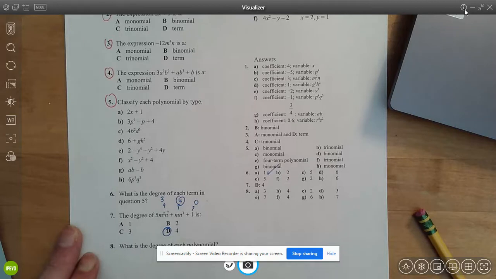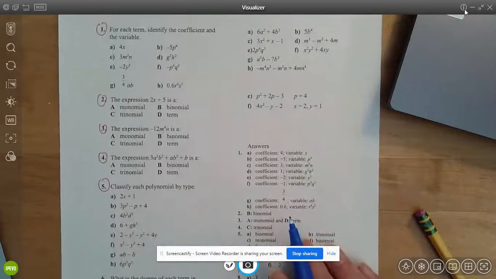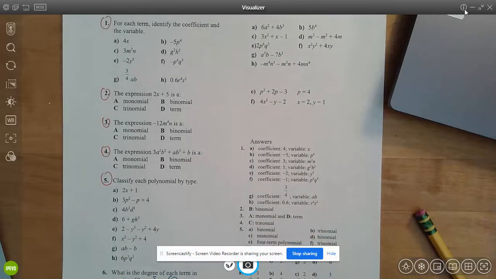So that's all you need to know to find the degrees of terms and polynomials, which, if you want, will allow you to do questions 6, 7, and 8. But we're going to cover this in another lesson later on in the unit as well.